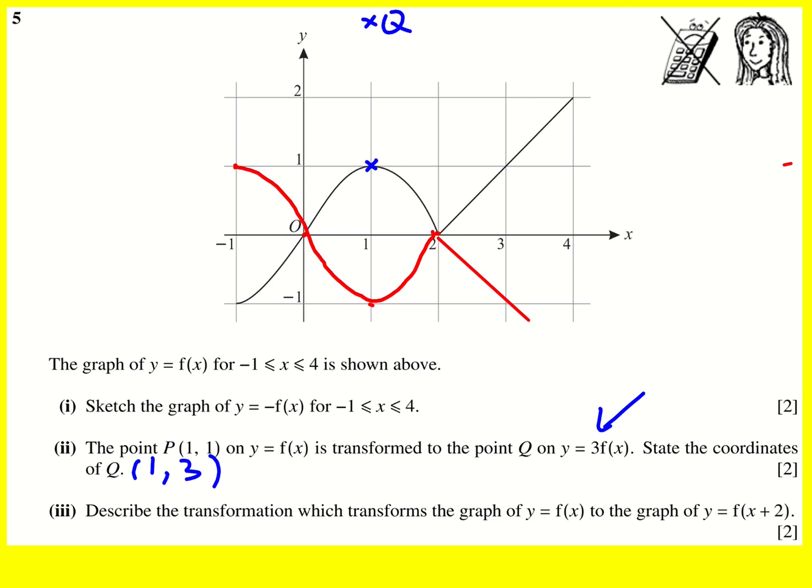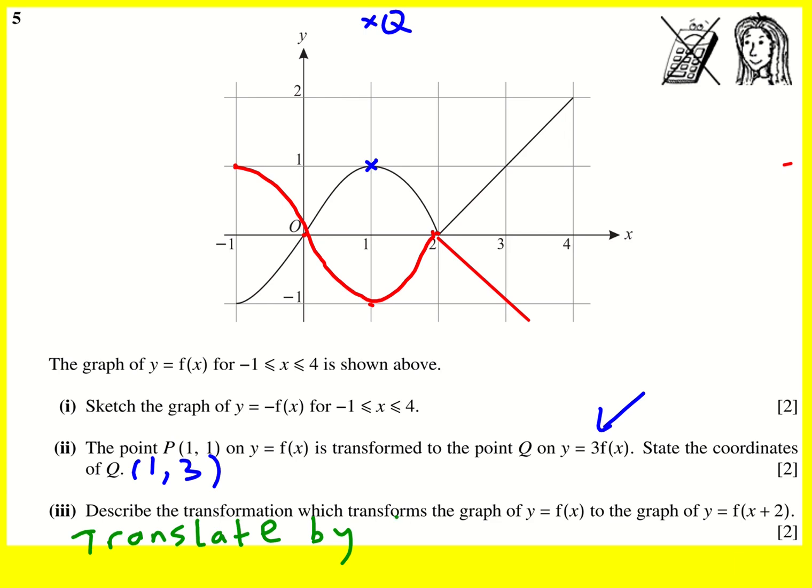The final one, describe the transformation which transforms the graph of y equals f of x to the graph of y equals f of x plus 2. This is inside the bracket, so it's an x translation, in fact. Translate by, now there's a few ways you can say it. You can say -2 in the x direction, or you could say 2 units in the negative x direction.